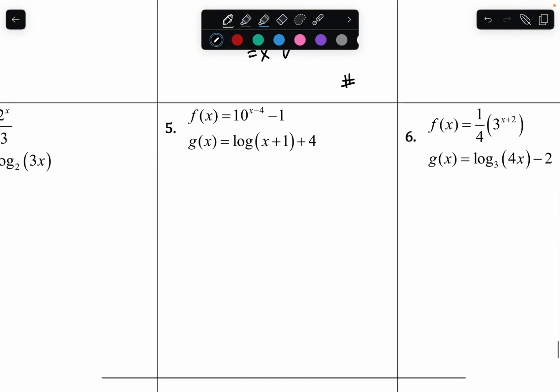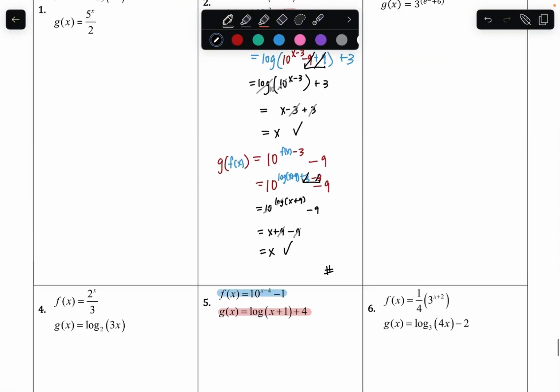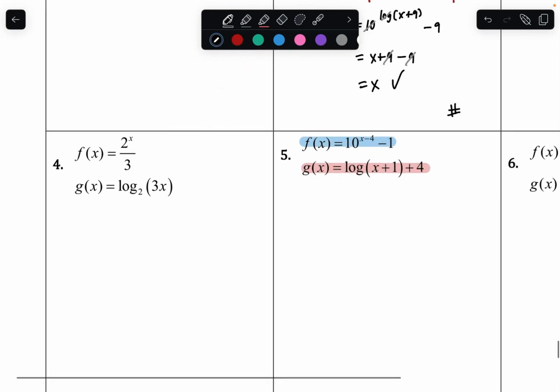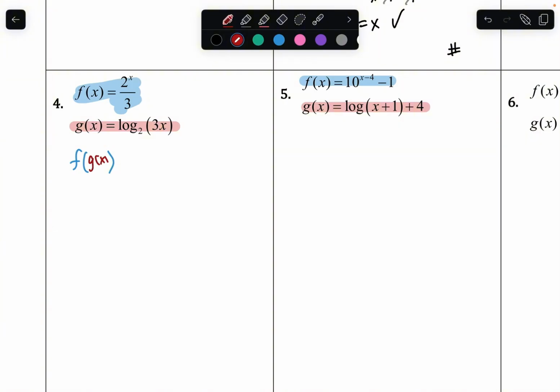So let's do number 5. Okay, so f and g. We're trying to prove that these are inverses. So actually, let's do something that looks a little bit different. Let's do number 4, because this is very similar to what we just did. So let's do f and g. Okay. And so I'm going to start with f as my outside function, and g as my inside function.